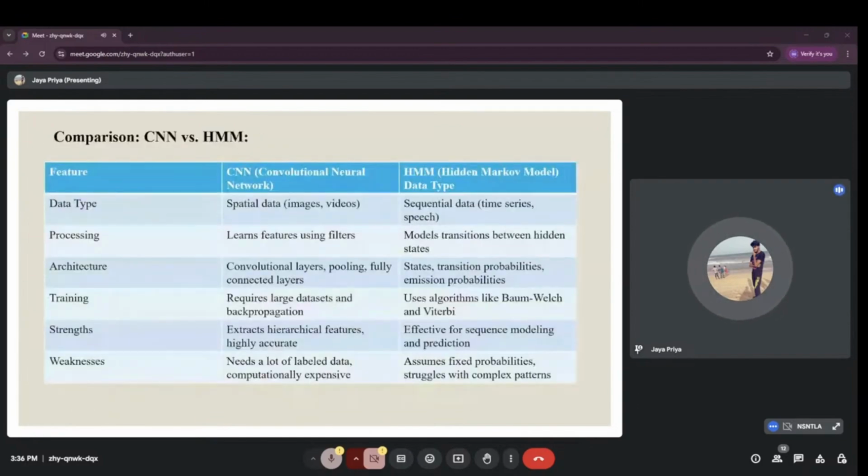Next, how the convolutional neural network and Hidden Markov model differ in terms of data type, processing, architecture, training, strengths, and weaknesses. First, the data type: a convolutional neural network works with spatial data, such as images and video.